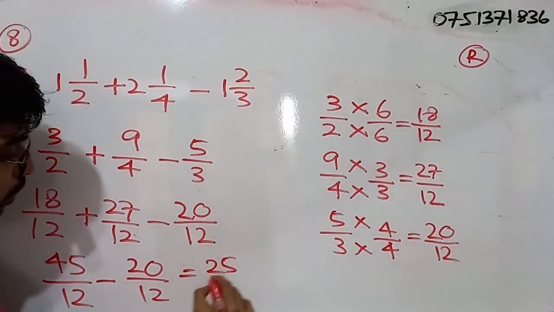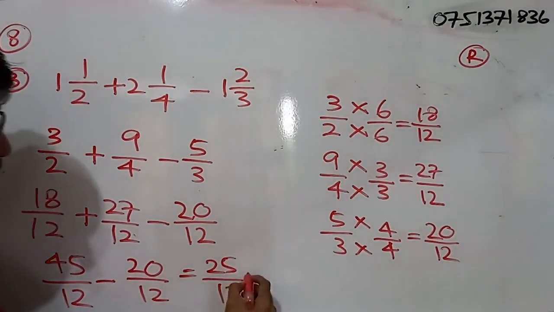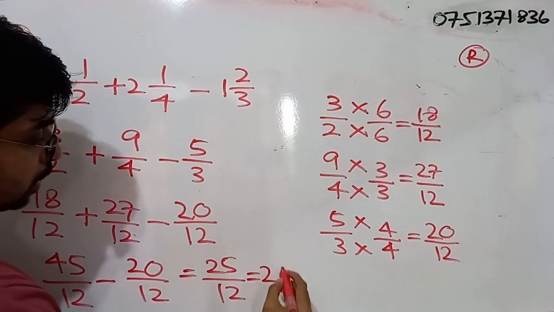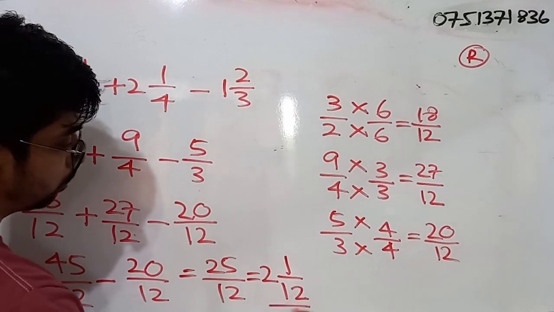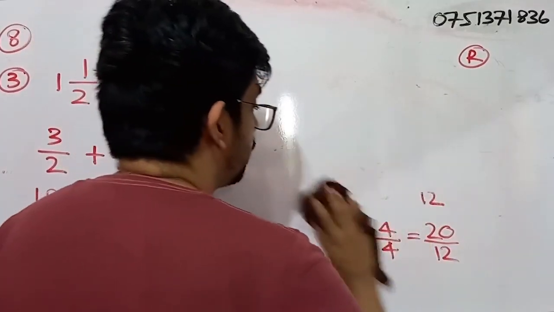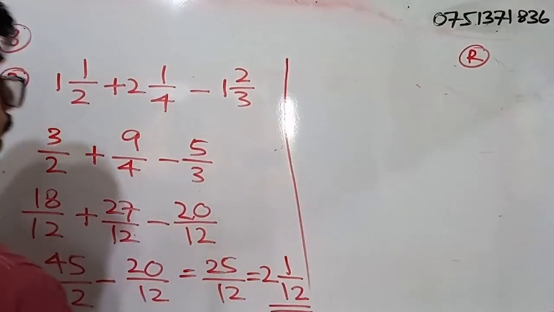So this will be what? 25 by 12. So further we have to simplify this. So this is 2 and 1 by 12. 2 and 1 by 12. So there's another way of coming up with the answer. So I will do that as well.